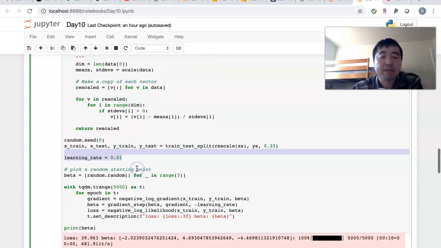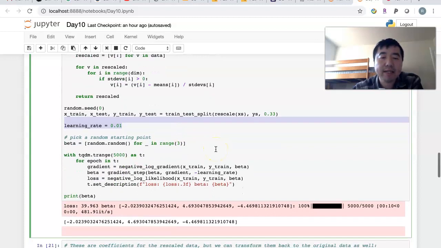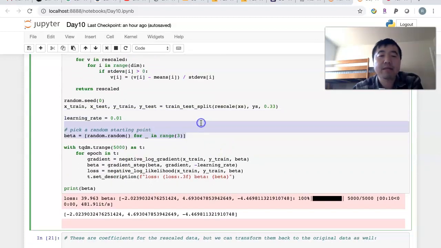Learning rate, we just make it 0.01 for the gradient descent. For the beta, we randomly assign a number. We start with a random number, and then for each epoch, we apply the gradient descent algorithm, get the gradient, and then update the beta. So this is going to update the beta, and then we calculate the loss and print it out. It's quite similar to the multiple linear regression model we just learned. So we apply the same thing.